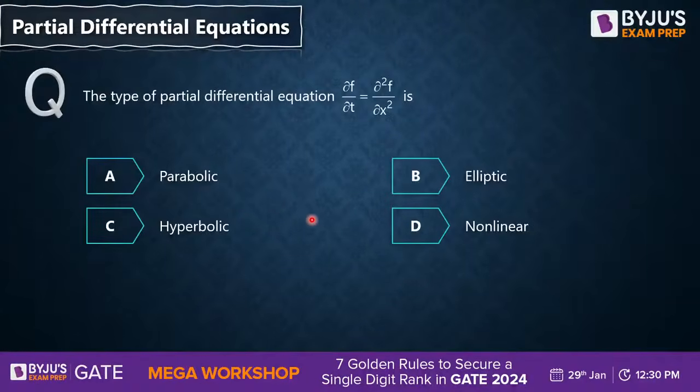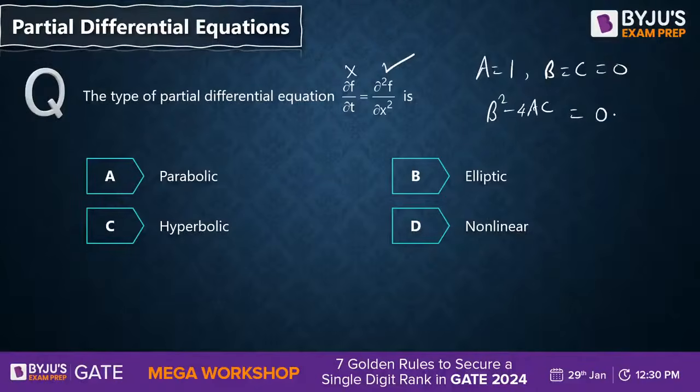See this equation. This equation has got only one second order derivative term. This is not second order derivative. So here A is 1, but B and C terms are absent. So 0. B square minus 4AC is 0. EPH. Middle one is 0. Parabolic.